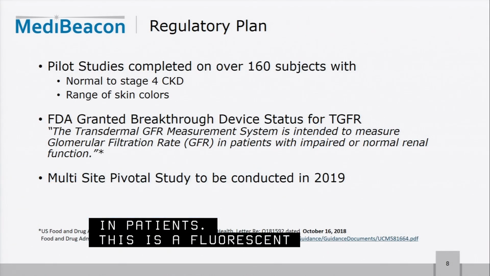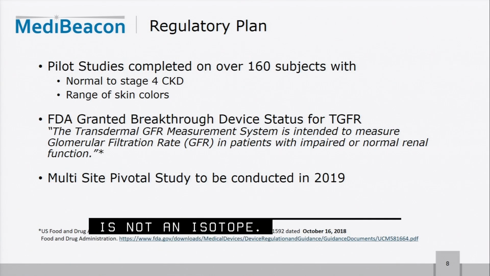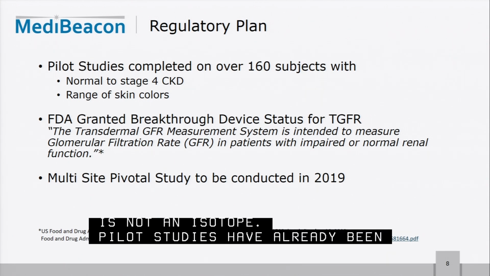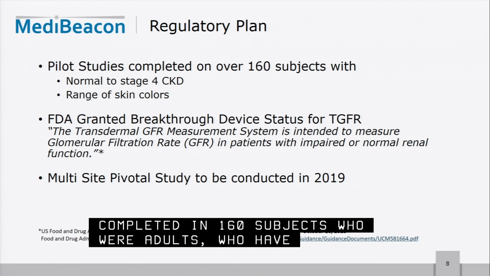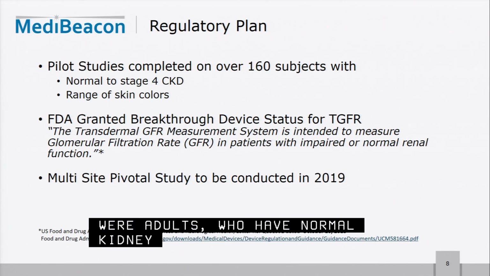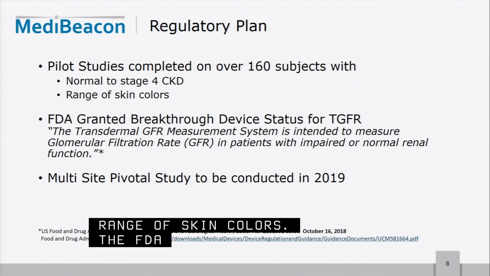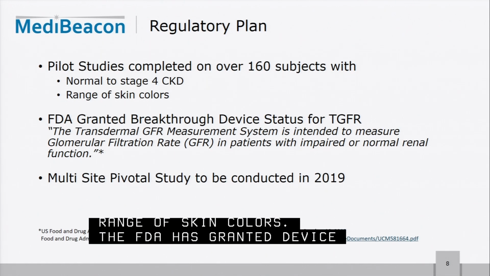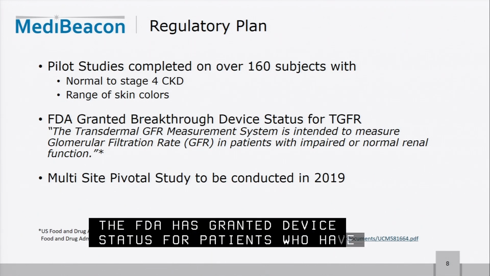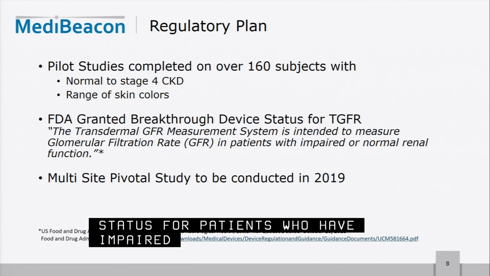Pilot studies have already been completed in 160 adult subjects who have normal kidney function to CKD stage 4, and it works over an entire range of skin colors. The FDA has granted breakthrough device status for transdermal GFR measurement for patients who have impaired or normal kidney function, and a multi-site pivotal study is to be conducted in 2019.